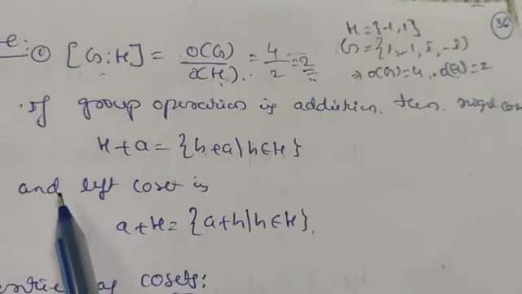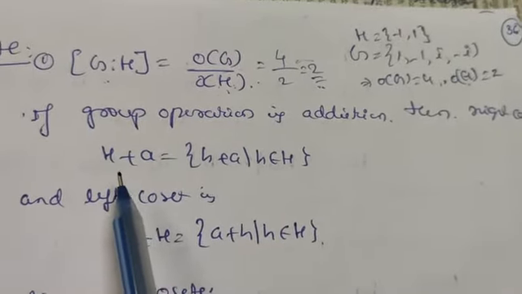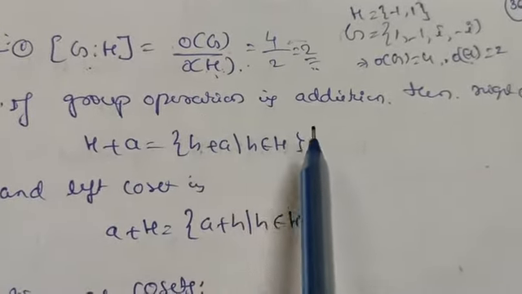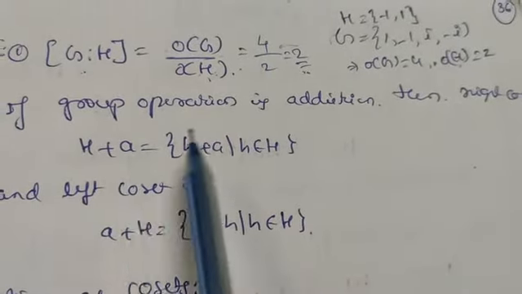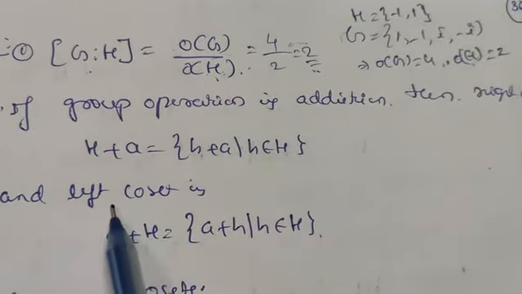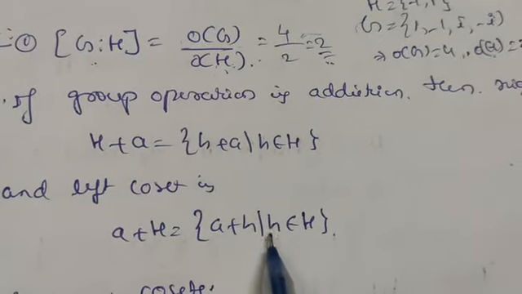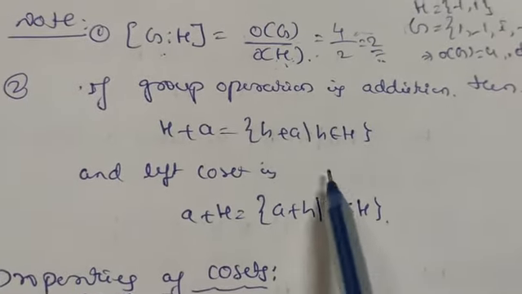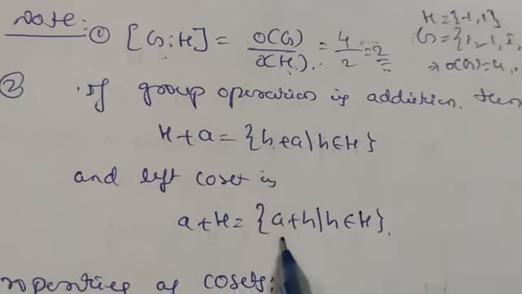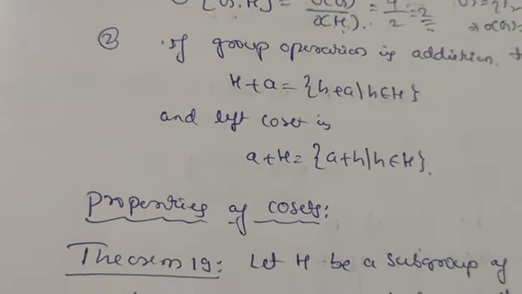The second one is if the group operation is addition. In the left and right cosets, whatever definitions we studied, the binary operation was multiplication, so there we have taken HA and AH. But if the operation is addition, then the right coset is H plus A, equal to h plus A where h belongs to H, and the left coset is A plus H, equal to A plus h where h belongs to H. So these two are the left and right cosets under the binary operation addition. This is exactly the same as what you have studied in multiplication.